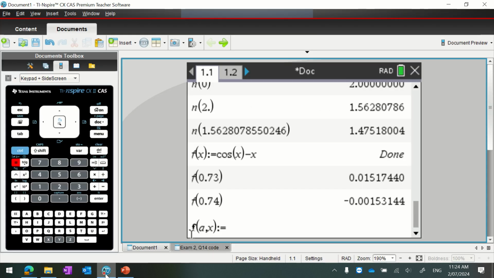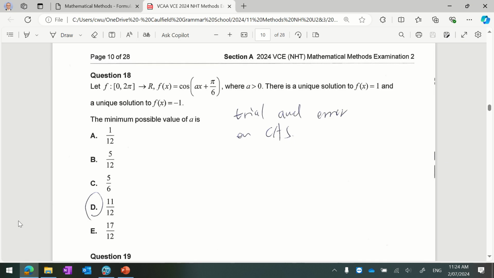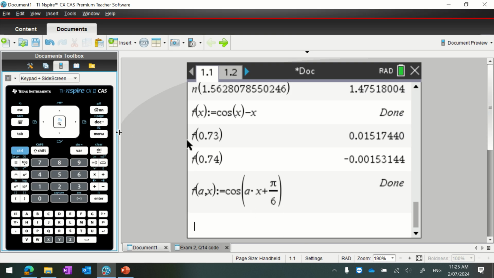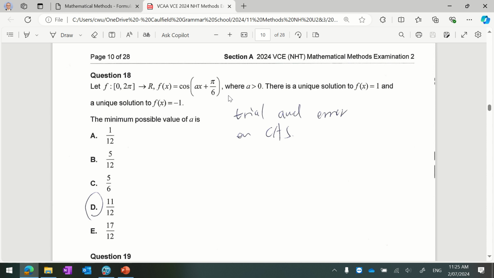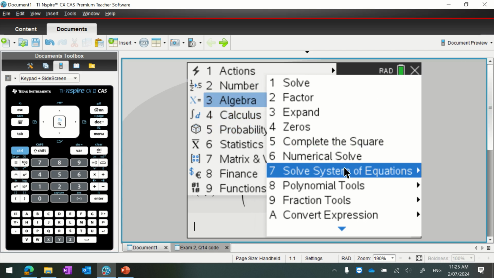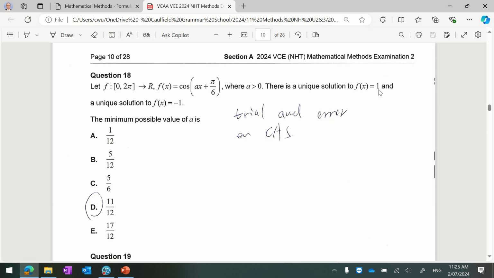You define a function with two inputs, A and X, and then you get cos(AX + pi over 6). And then there's a unique solution to f(x) equals 1, right? So you want algebra, a system of equations. And so you want one unique solution to f(x) equals 1.